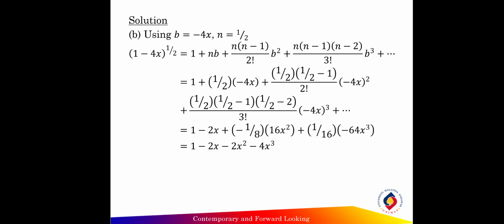Question B is also the same. The power is 1 over 2, it's not a positive integer, and you also make sure the a is 1. Then expand up to x power 4. In order for the expansion to be valid, it must be from negative 1 to 1.